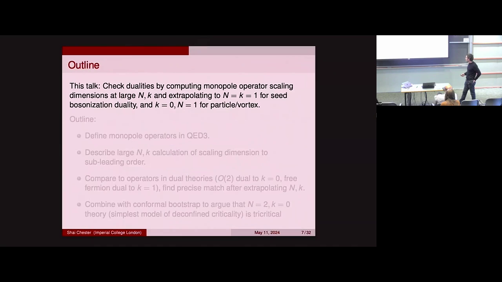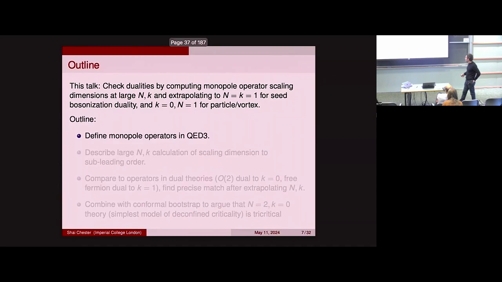Okay, so in this talk, we're going to try to check these dualities by computing monopole operator scaling dimensions in a large flavor and Chern-Simons level expansion for QED3. And then we're going to check two kinds of dualities. First, we're going to extrapolate to one flavor and Chern-Simons level 1 to check this bosonization duality. We're also going to set Chern-Simons level 0 to check particle-vortex duality.